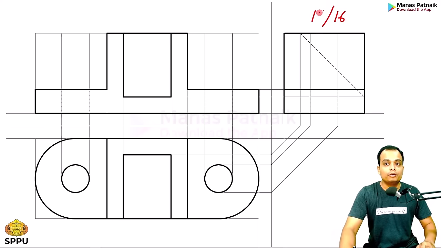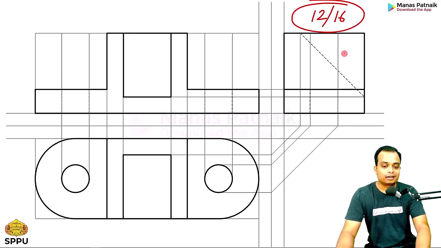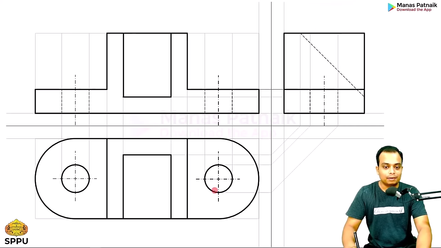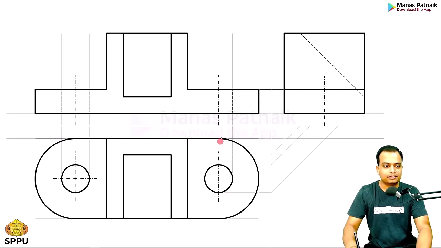You are surely going to get 12 marks. Why are you deducting the marks? 4 marks. The reason being very simple, because you have not used the center lines. So wherever you see circular profiles, use center lines like this, right? And your work should be in this fashion, right? The construction lines should be barely visible. Okay, use the pencil very softly, and these are the center lines everywhere, right?